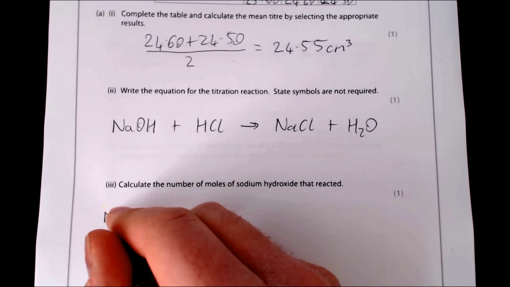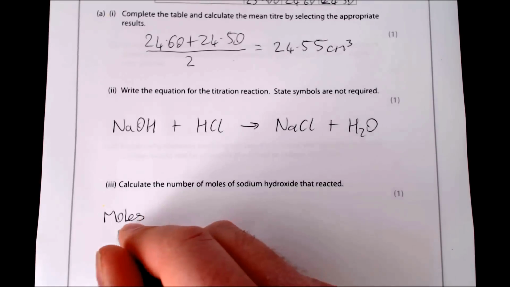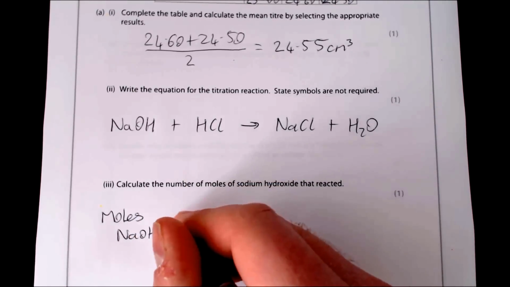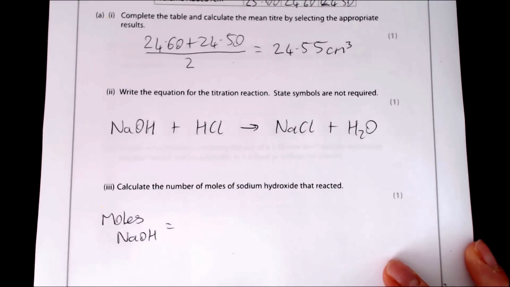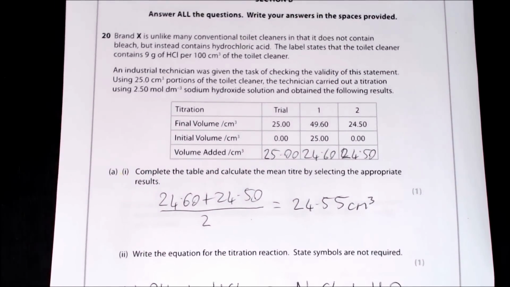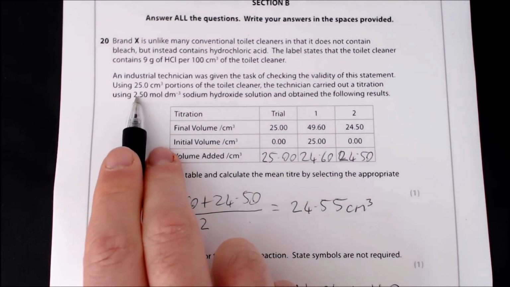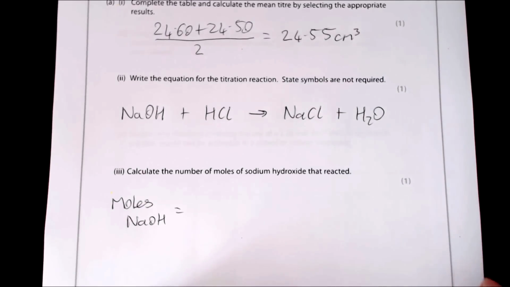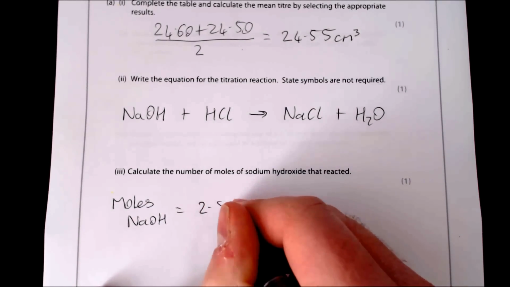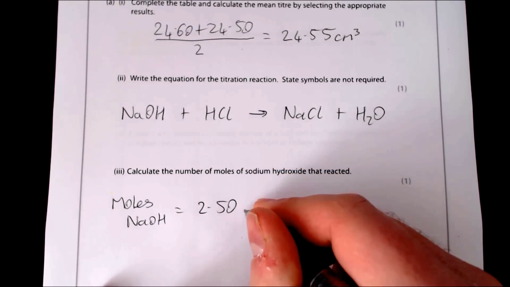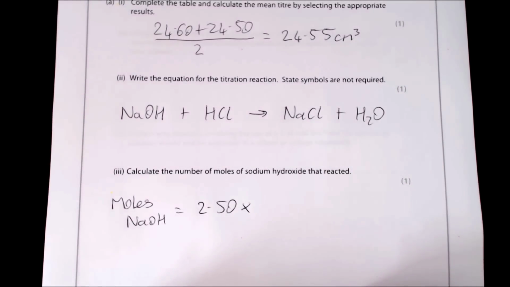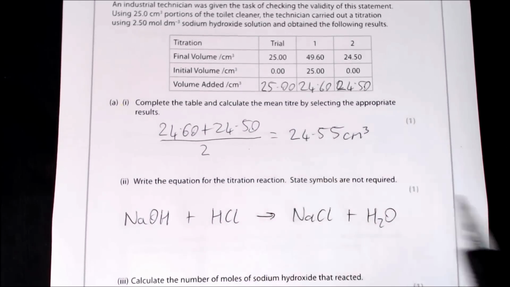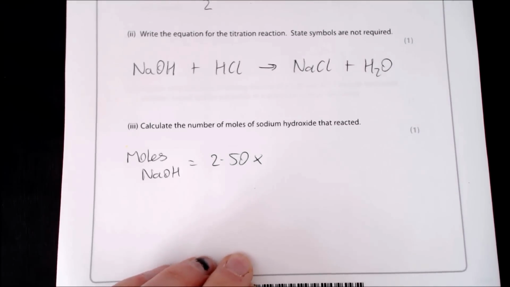And then the next question, it says calculate the number of moles of sodium hydroxide that reacted. All right then, so what we need to do is moles of NaOH, so I'll put that there, is going to be the concentration times by the volume. So the concentration we were told was 2.50 moles per dm cubed of sodium hydroxide. So we're going to stick that down there, 2.50, and we're going to multiply that by the volume. Now this is the mean titer that we used, which is this number here.